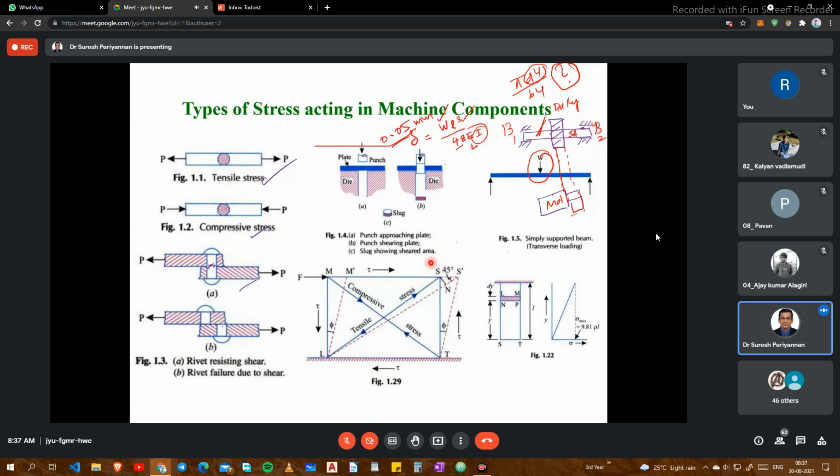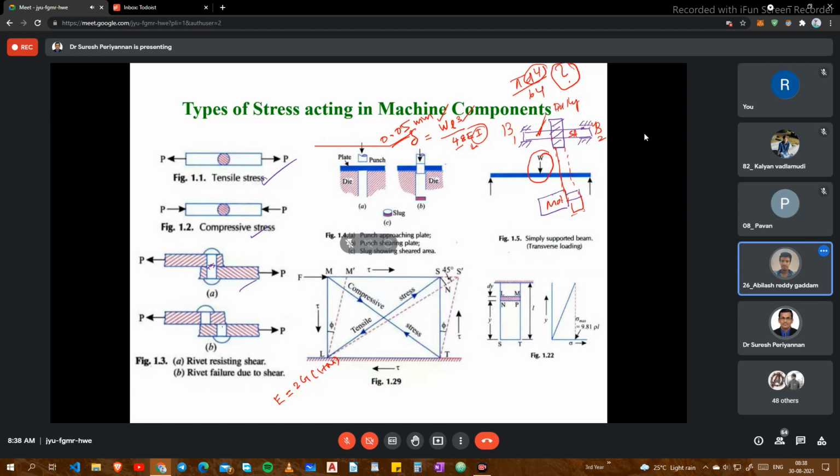What is this? E is equal to, please tell me, E is equal to 2G into 1 plus mu. Just a recap: E is equal to 2G into 1 plus mu. What is this E, G, K, mu relation? Someone tell that. Sorry, the EK relation: E is equal to 3K into 1 minus 2 mu. Yes, that is the EK relation. E is equal to 3K into 1 minus 2 mu.